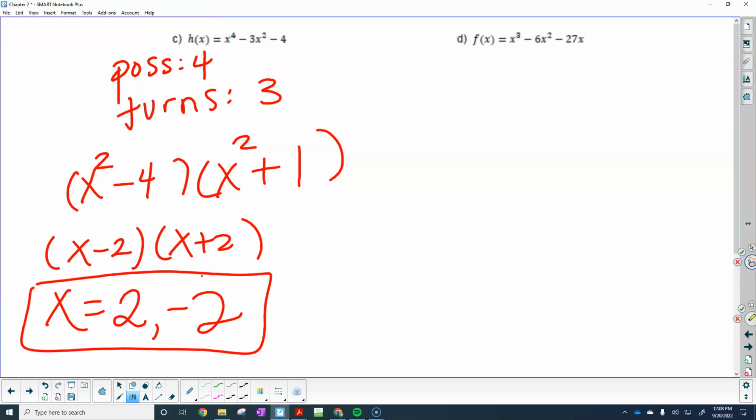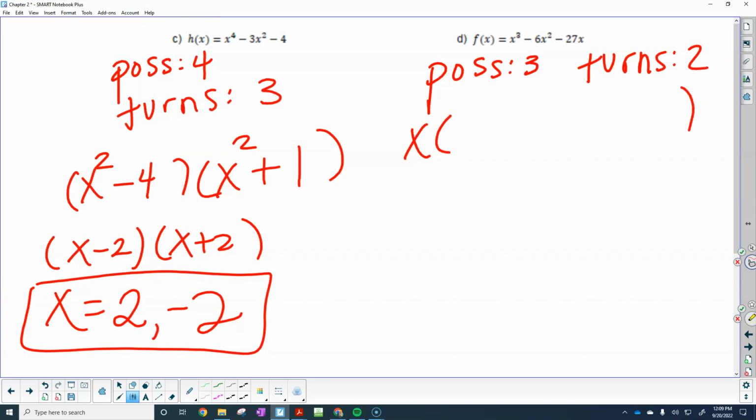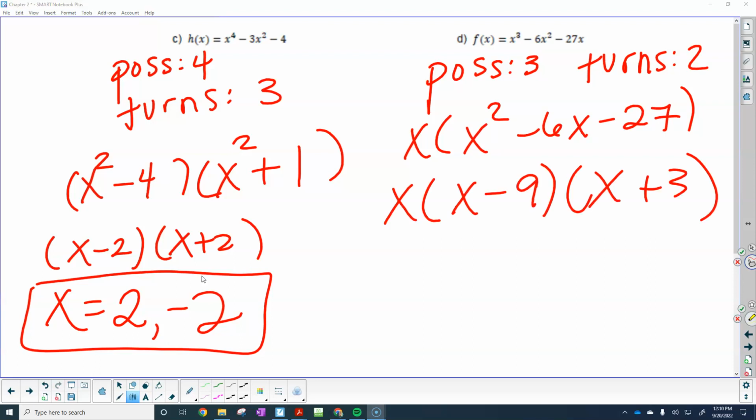All right, letter D. What's going on with letter D? How many possibles? 3. 3. How many terms? 2. Is there a GCF? Yes. Oh, what does that tell you? It goes through what? 0. It goes through the origin. That's right. So when we take out that x, we're going to get x squared minus 6x minus 27. You can certainly keep going on that. Write MO on anything because there's no exponent when I get to my factors. So x is just going to equal a plain old 0, a plain old 9, and a plain old -3. That's it.